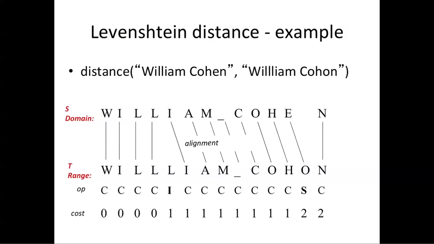For instance, these two family names have a distance of 2 because the letter L has to be inserted in T, and the letter E has to be swapped into O. So only two modifications.